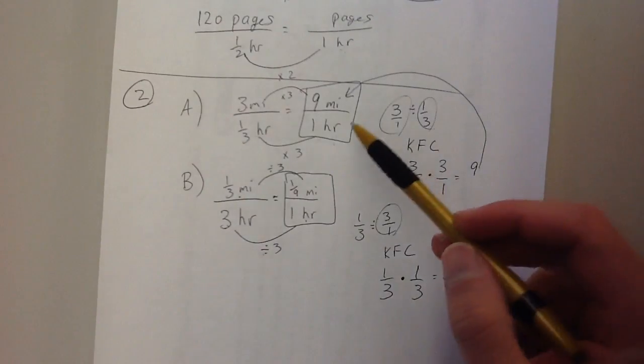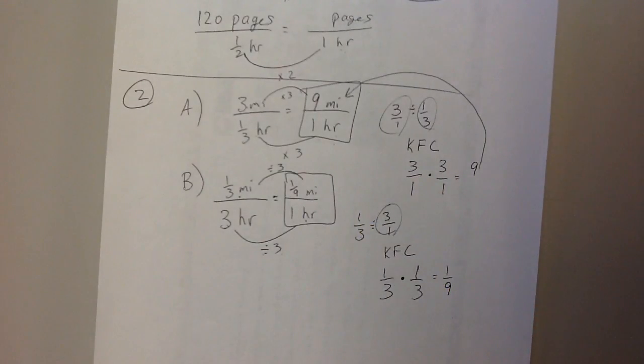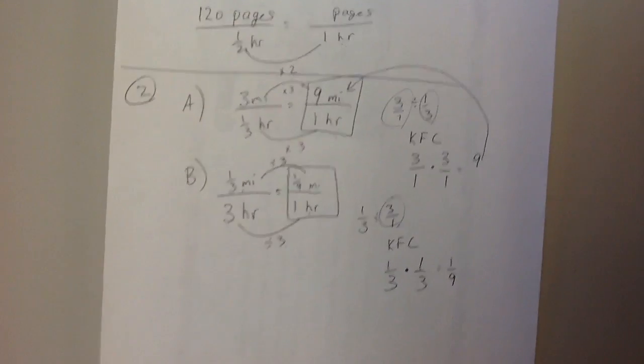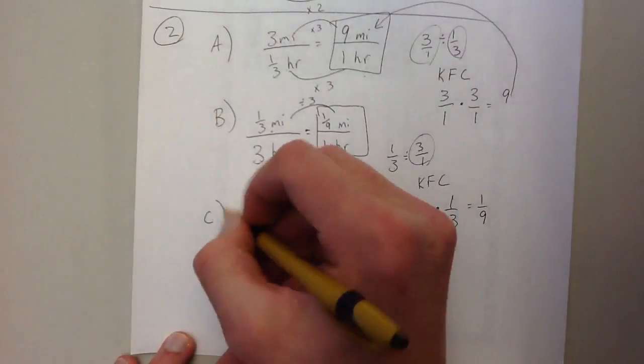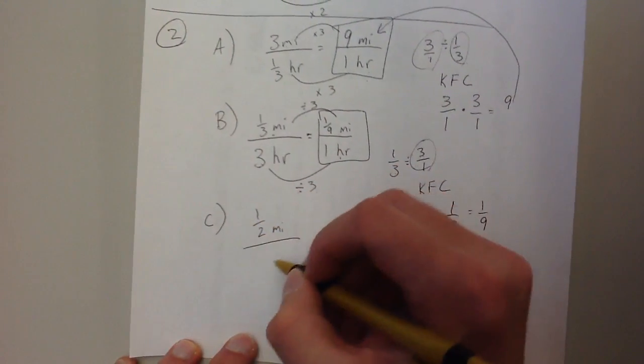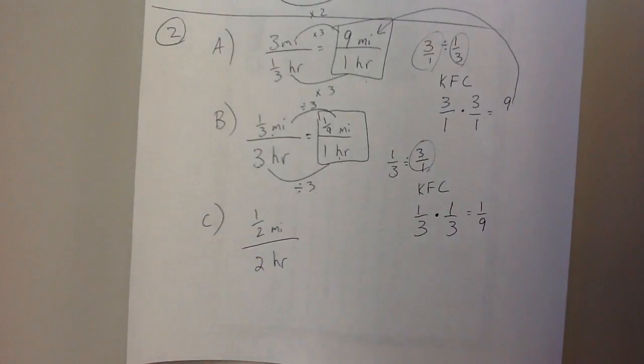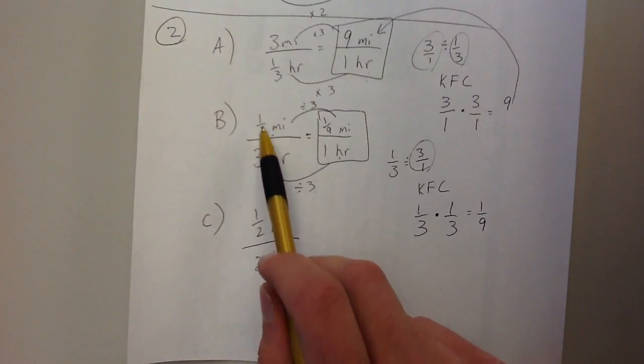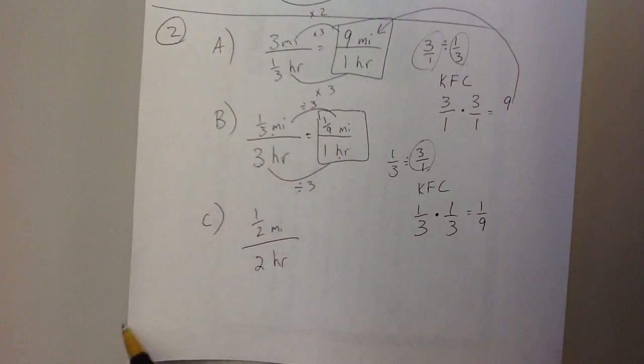So as I can see, A is obviously faster than B, right? A goes 9 miles in 1 hour, and B only goes 1/9 of a mile in 1 hour. So right now, A is the fastest. So let's check on C. C, it says I have 1/2 of a mile in 2 hours. Okay, so to find the unit rate, I could just take the top and divide it by the bottom. Right, that's the same thing that I did here. 1/3 divided by 3 gives me 1/9.